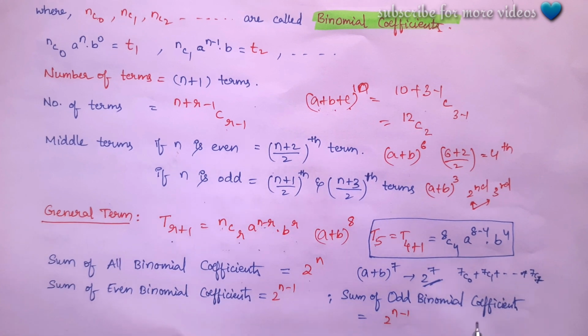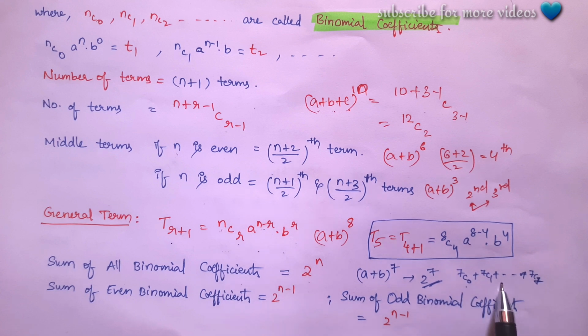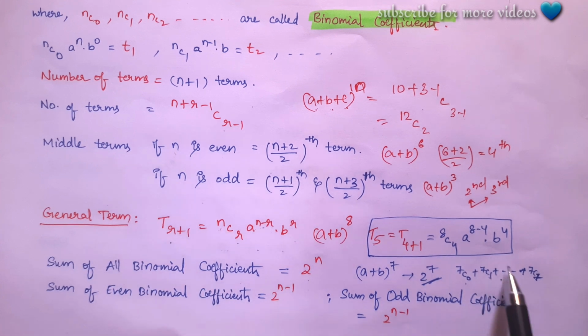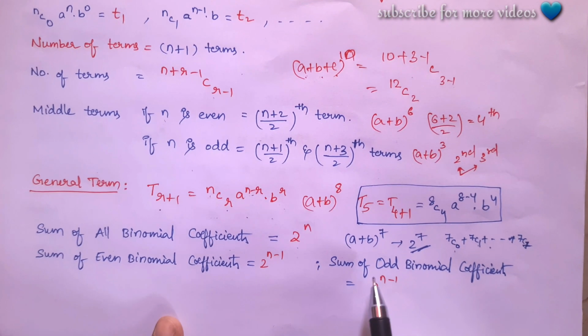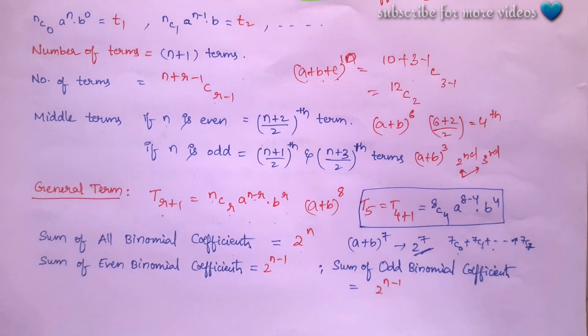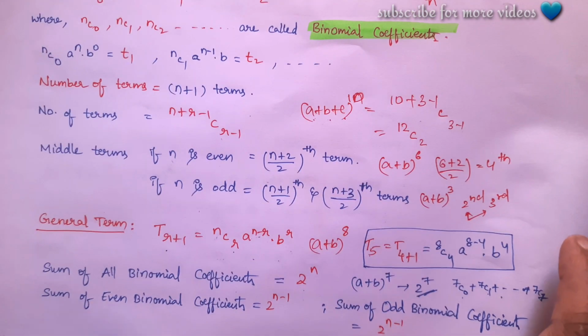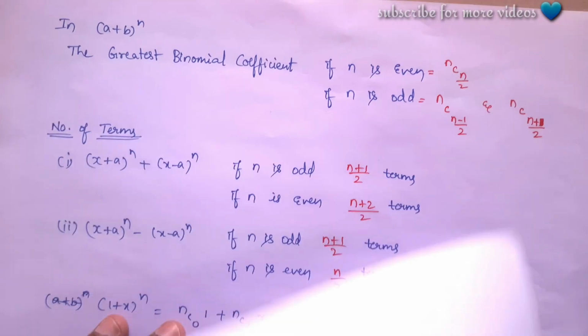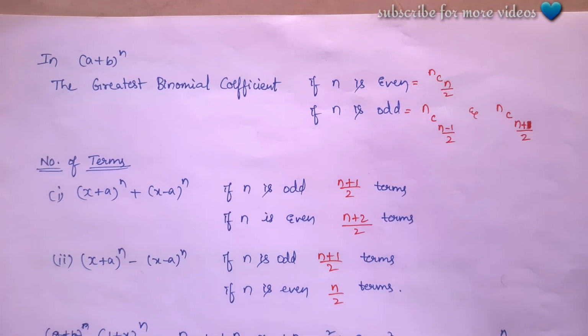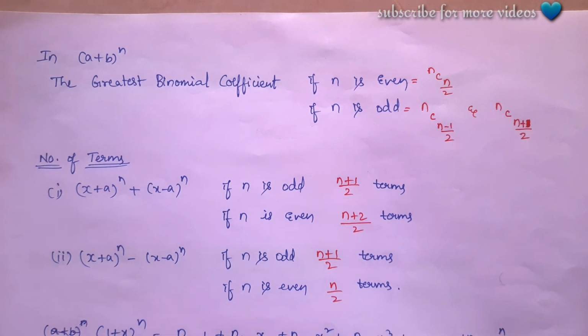So in that, binomial coefficients 7c0, 7c2, 7c4, those we will consider as even binomial coefficients. 7c1, 7c3, 7c5, those we will consider as odd binomial coefficients. As the sum of all binomial coefficients is 2 power n, the even ones sum to 2 power n minus 1. Similarly, sum of odd binomial coefficients is also 2 power n minus 1. Okay, and next concept is the greatest binomial coefficient. nC0, nC1, nC2, those are binomial coefficients. Out of those, what is the greatest? Like that also they will ask.